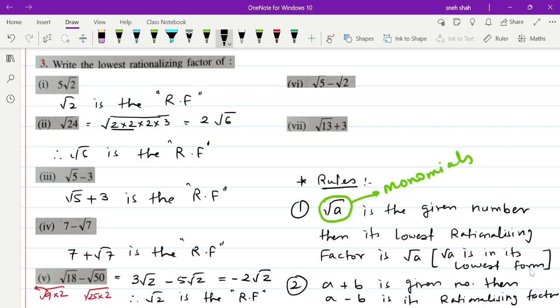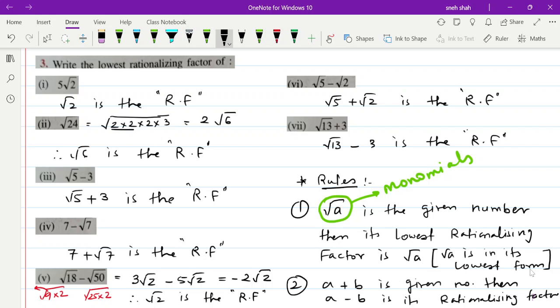Now in the sixth sub-question, the given number is a binomial, so from rule 2 directly, root 5 plus root 2 is the rationalizing factor. Root 13 plus 3 is also a binomial in its lowest form, so root 13 minus 3 is the required rationalizing factor.